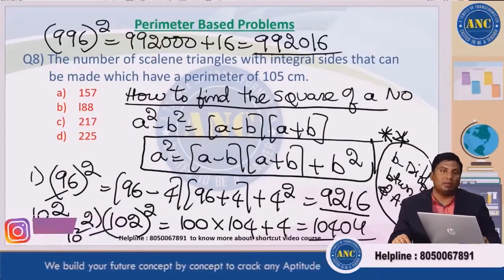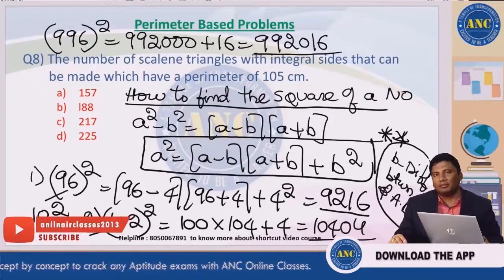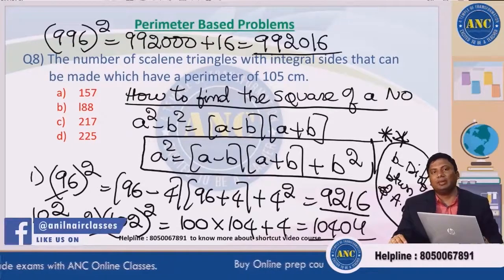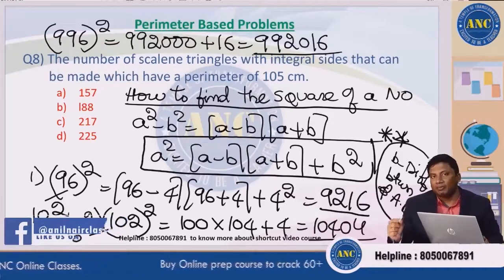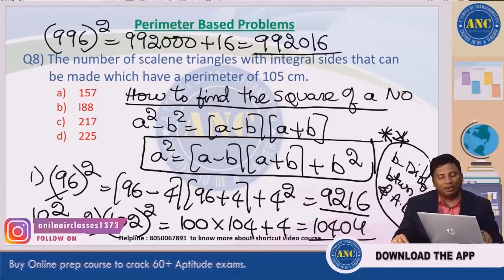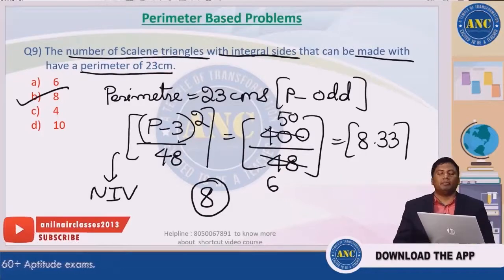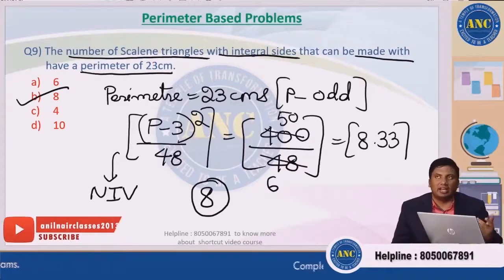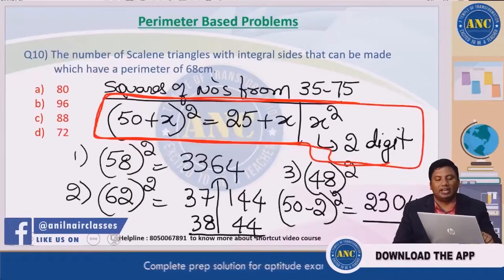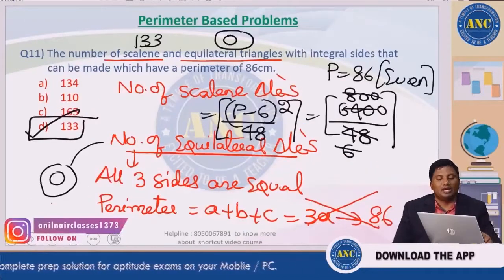How to determine the number of scalene triangles. The number of scalene triangles is given by p minus 6 whole square by 48 if p is an even number, or if p is an odd number, it is p minus 3 whole square divided by 48. For an odd perimeter, the scalene triangle count is p minus 3 whole square divided by 48. Squares of the numbers from 35 to 75.